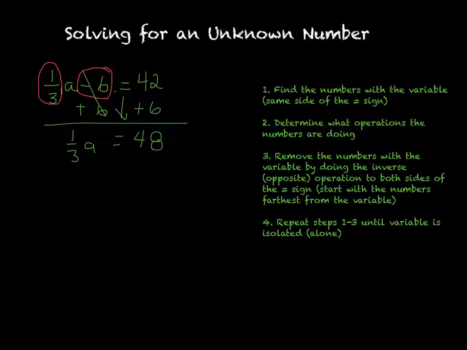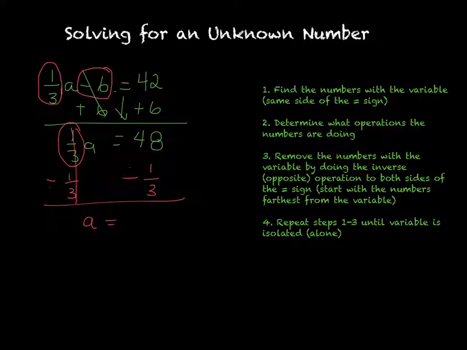is step 4, where we have to repeat until the variable is isolated. The variable isn't isolated yet, so we know that we have this 1/3 here. The 1/3, when it's sitting next to the A, is multiplying the A. So to get rid of it, we divide. Okay, that's going to cancel.